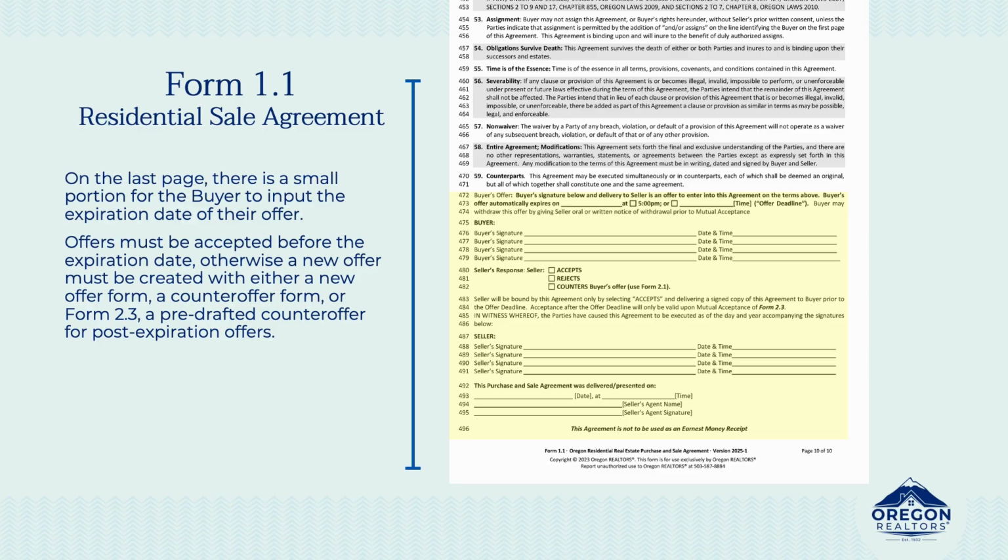From here, we're going to go back through the contract and cover specific sections one by one. I guess it's worth noting before we go there, the final section of the contract is the delivery and presentation section. It's informational only. It is not something that has to be filled out. It is functionally just there to assist your principal broker in their document review, so they'll know exactly when this document was presented to your seller.